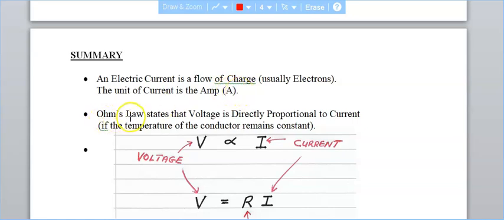Very important, Ohm's law states that the voltage is directly proportional to the current if the temperature of the conductor remains constant. It is quite acceptable to write Ohm's law like this: voltage directly proportional to current, as long as you label each of those. Or voltage equals resistance multiplied by current, as long as you label each term there. That would be very, very important.